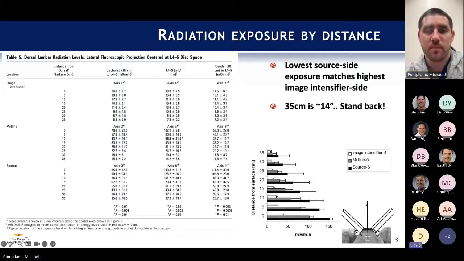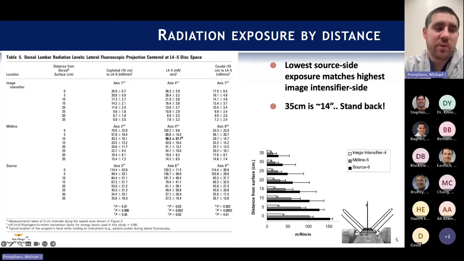Yeah. So, I mean, Dr. Bruffy's head is definitely 35 centimeters away from the beam at all times. But it seems like he had some experience with radiation exposure. So, how do we explain that?